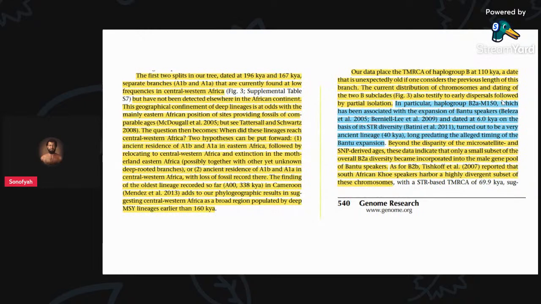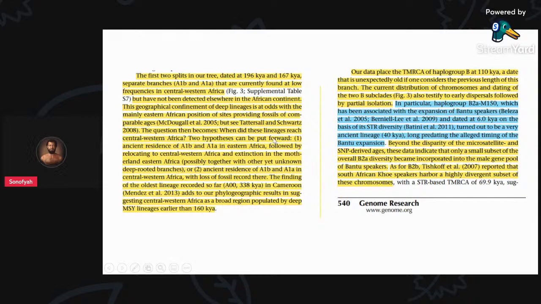So continuing on, it says the first two splits in our tree dated to around 196,000 years ago and 167,000 years ago separate branches that are currently found at low frequencies in central Western Africa, which specifically is A1B and A1A. It goes on to say, but have not been detected elsewhere in the African continent. This geographical confinement of deep lineages is at odds with the mainly Eastern African position of sites providing fossils of comparable ages. It says, the question then becomes, when did these lineages reach central Western Africa?